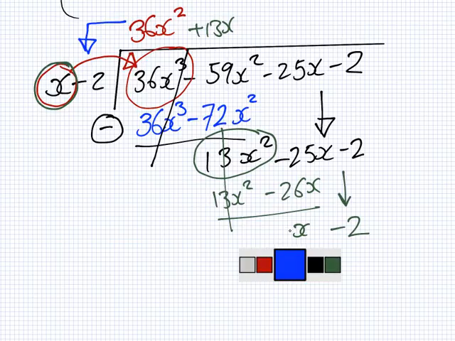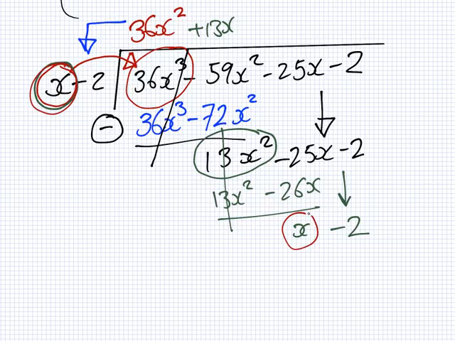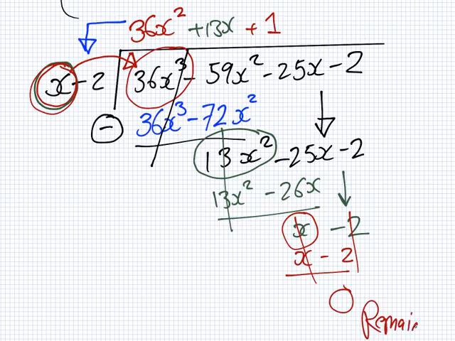Then we begin again. What do we multiply x by to make x? 1. Then we multiply x minus 2 when we multiply by 1. Then we minus 0. Nothing to carry down. We're finished. This is the remainder. Remainder 0 at the end.